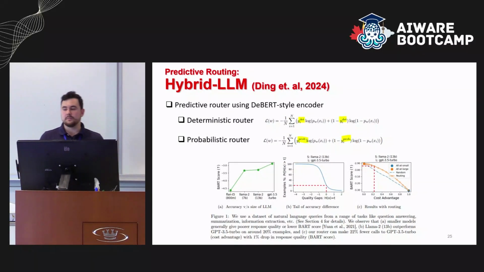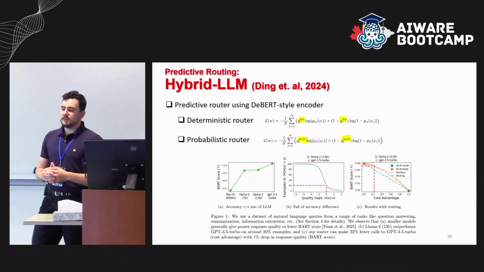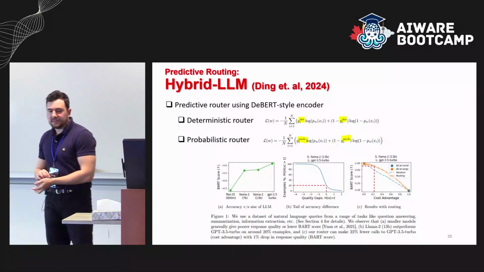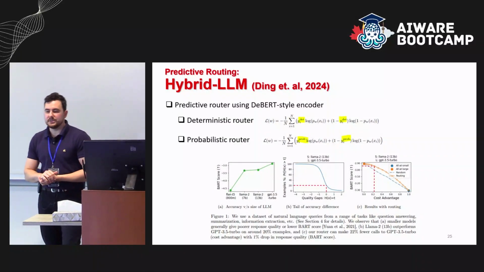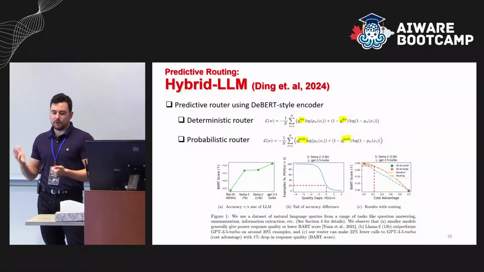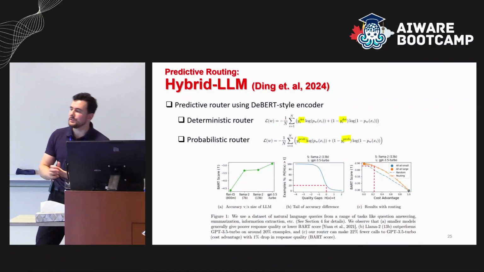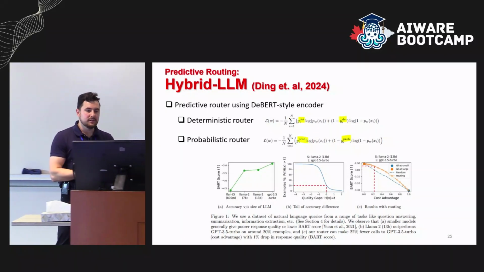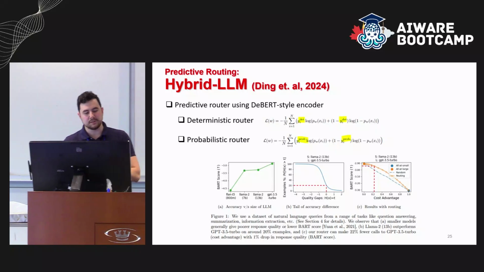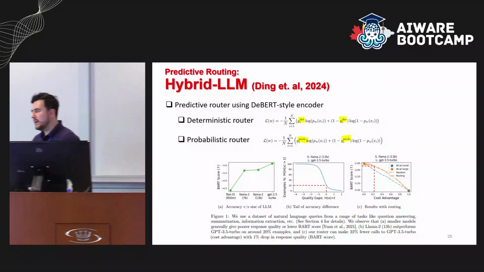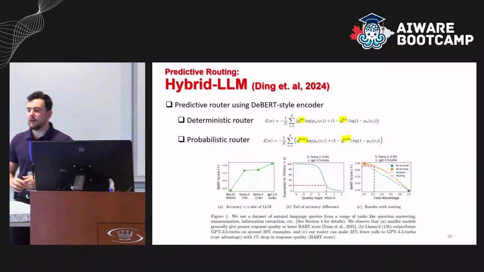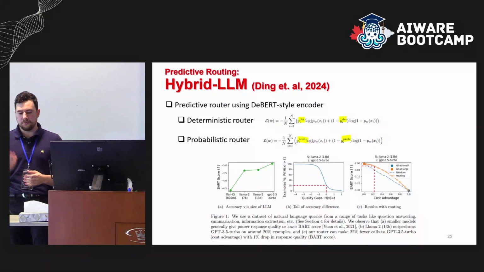Similarly, another paper, Hybrid LLM, does almost the same thing, just slightly different. It's using a predictive router. It encodes the input query using a DeBERTa-style encoder. And then they train two models. One is a deterministic router, one is a probabilistic router. The difference between them is how they define the labels for which models to use.